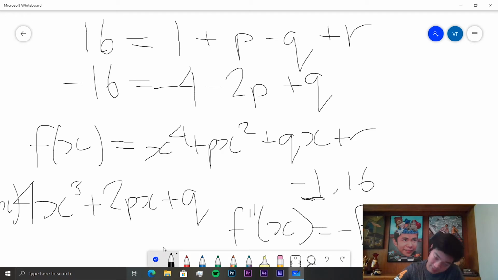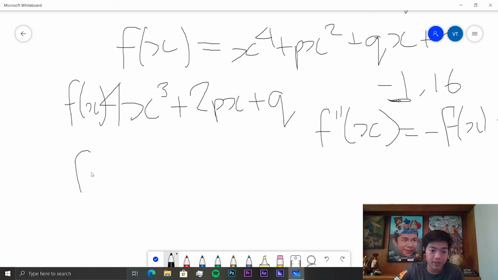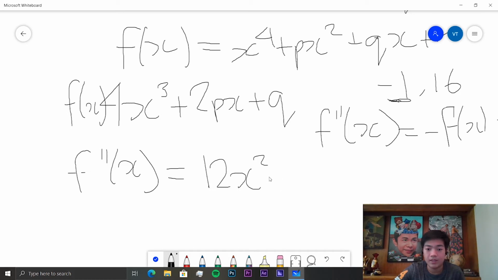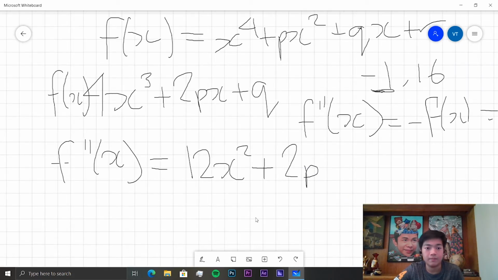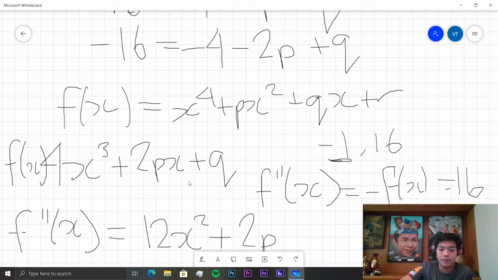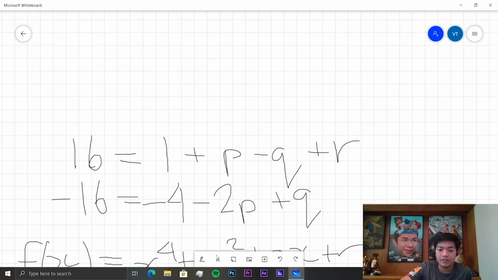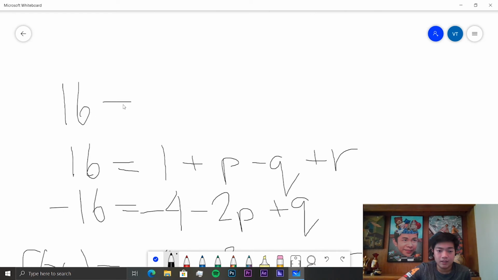Finally, we get the second derivative, f double prime x. This will be equal to 12x squared plus 2p. And so at this point, of course, x being -1, we have 16 is equal to 12 plus 2p.